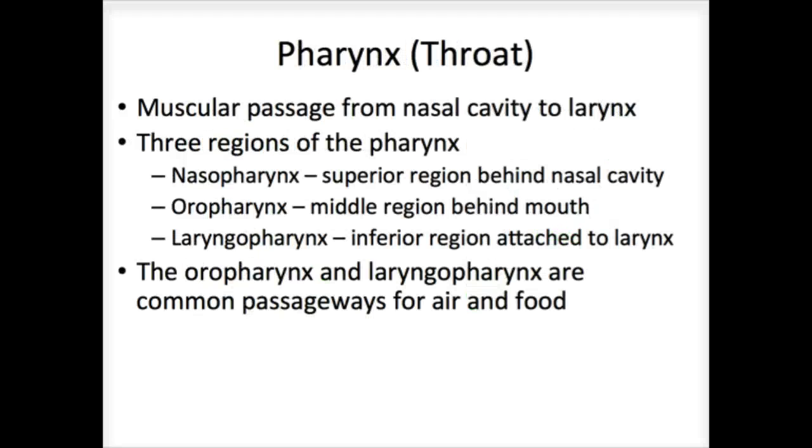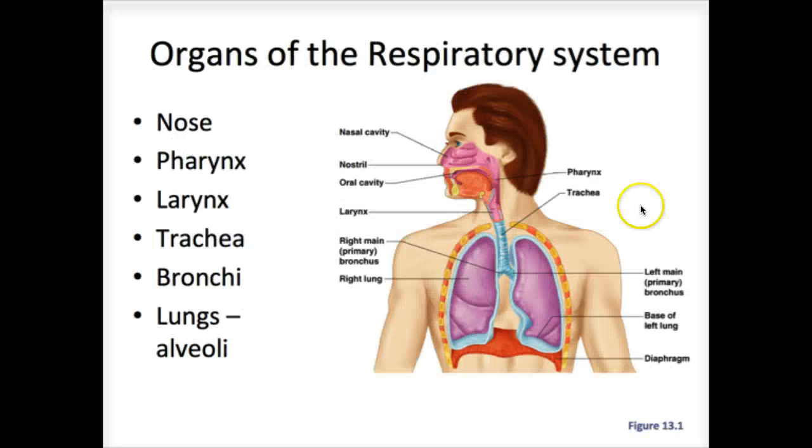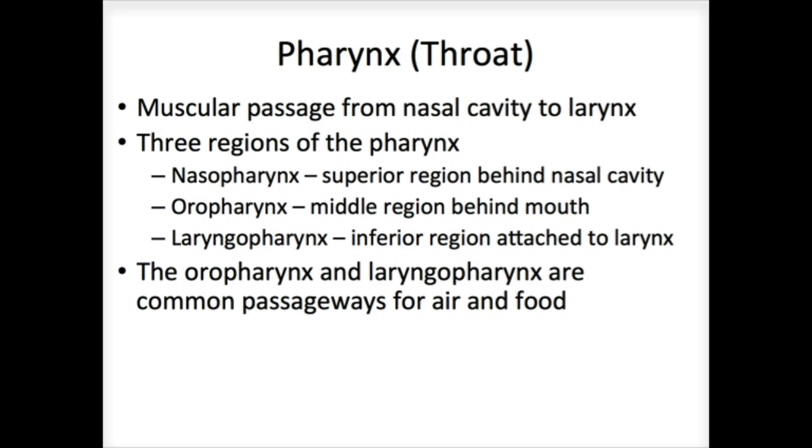Now, the next step is obviously the pharynx. The pharynx is this area right here. The pharynx has three parts: naso, oro, laryngo. What it boils down to is the pharynx is where the oral and nasal cavity come together, and it creates a passageway to the larynx. So both food, air, everything has to pass through these two cavities and they meet.